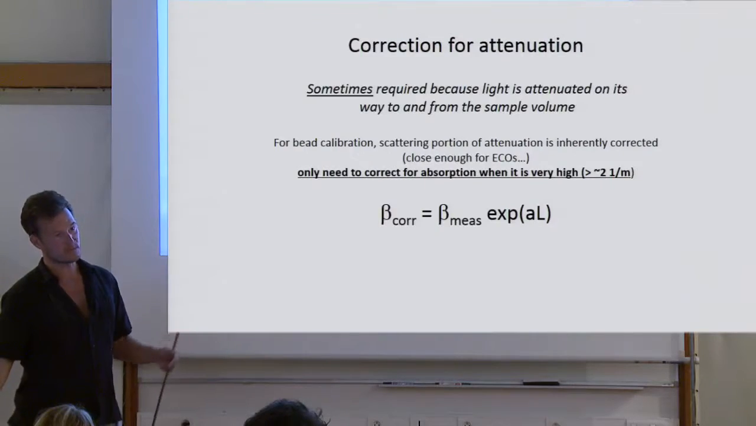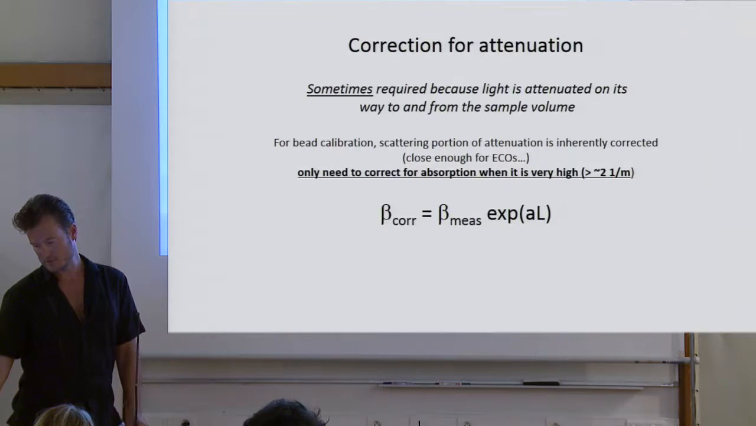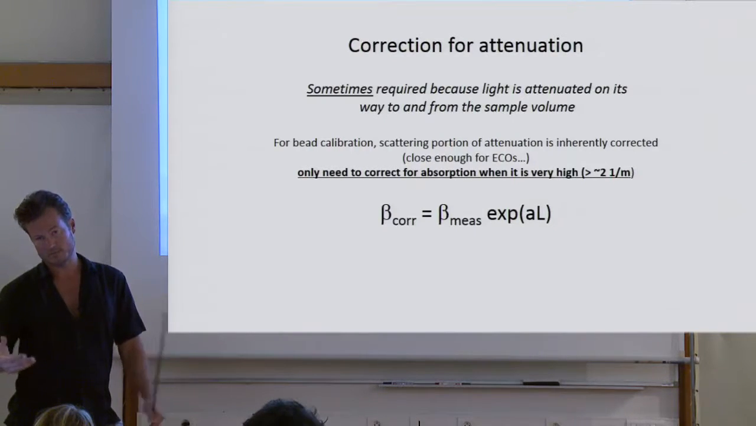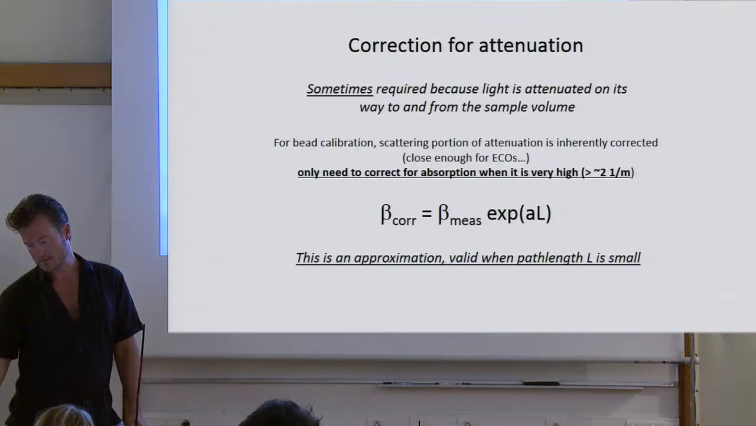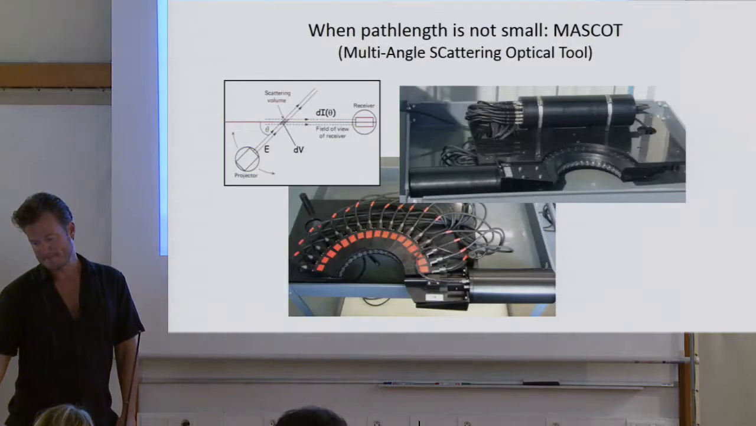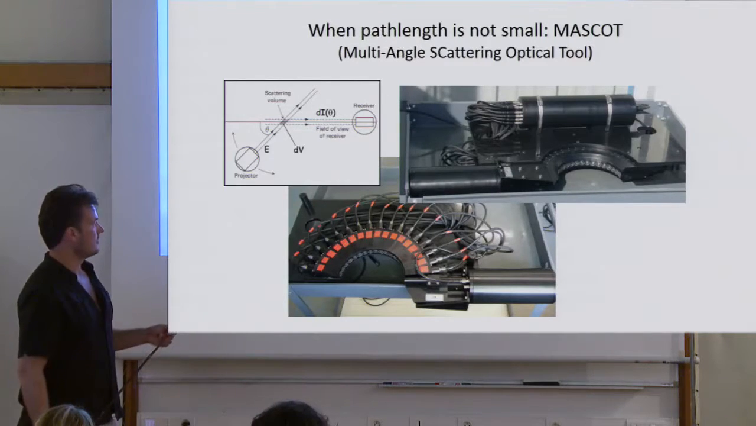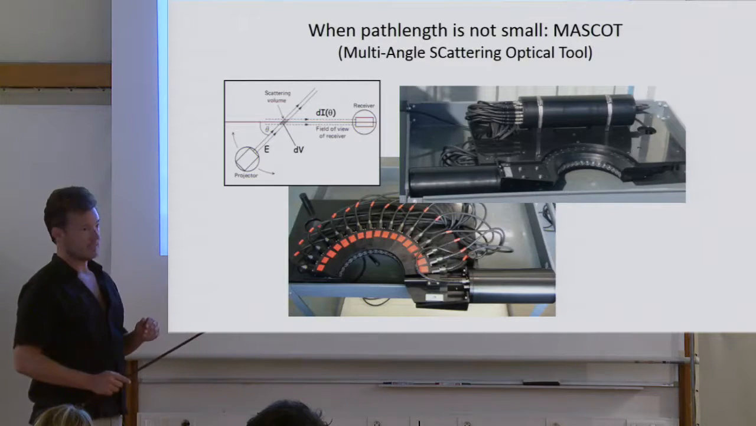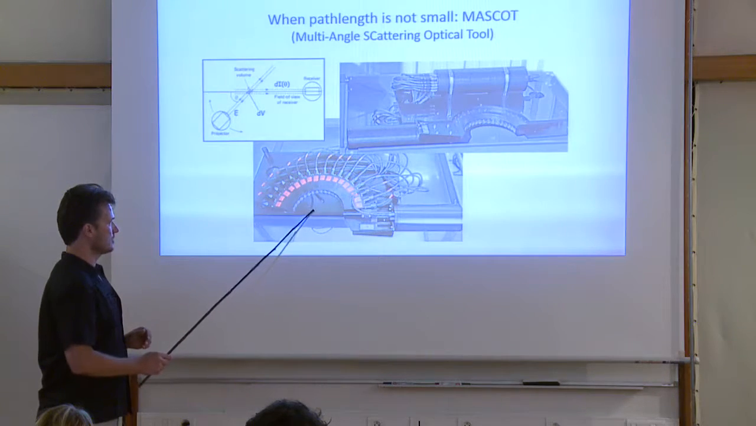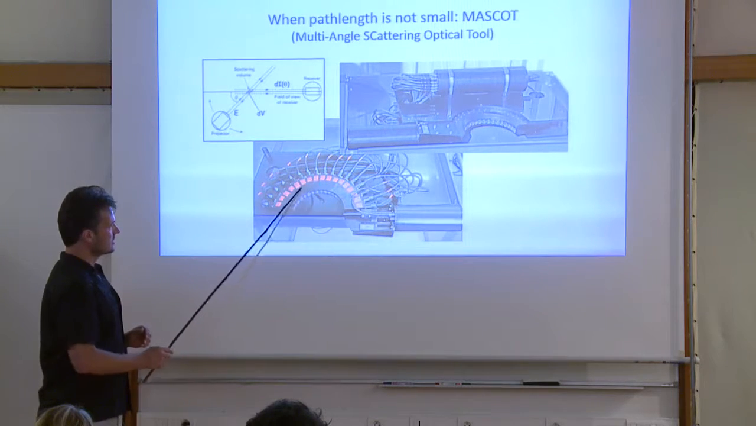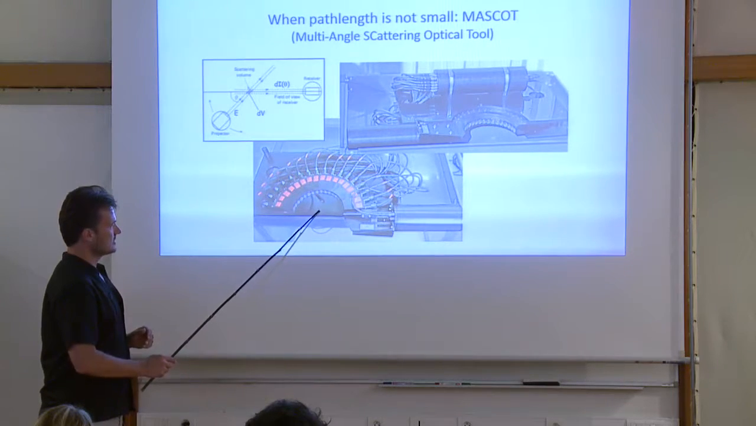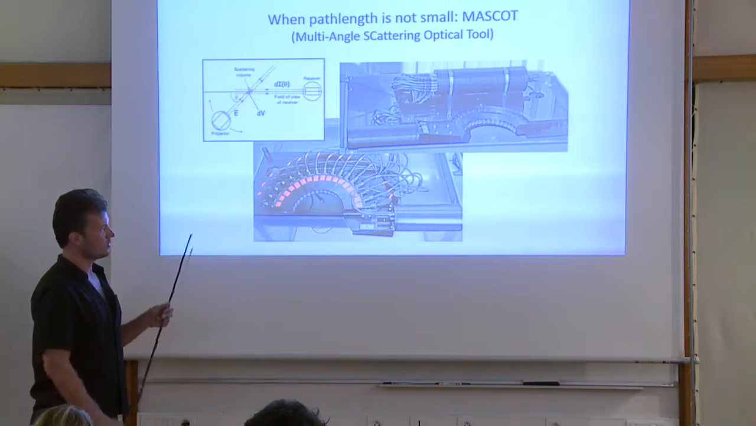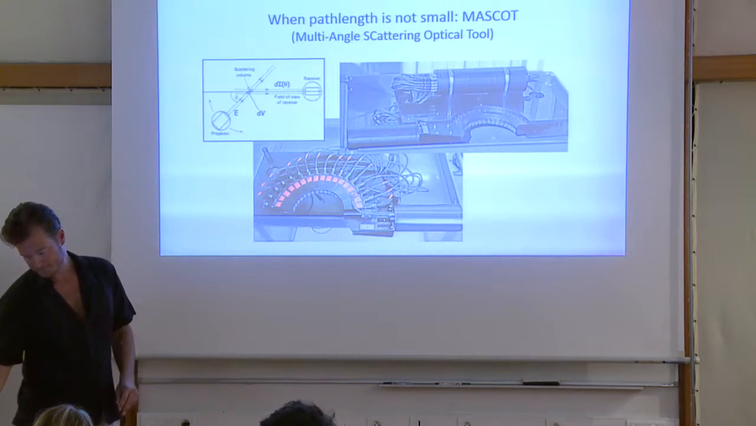We never do this with ECOs. We almost never do it with ECOs, because in very clear water, typical of the ocean, it injects more uncertainty. So again, it's an approximation when the path length is small. With a MASCOT, I'm not going to go into these details, but path length is not small. You've got approximately 10 centimeters to the sample volume, which is exactly the middle of this semicircle, and then about 10 centimeters to each of these detectors. So the total path length is 20 centimeters.